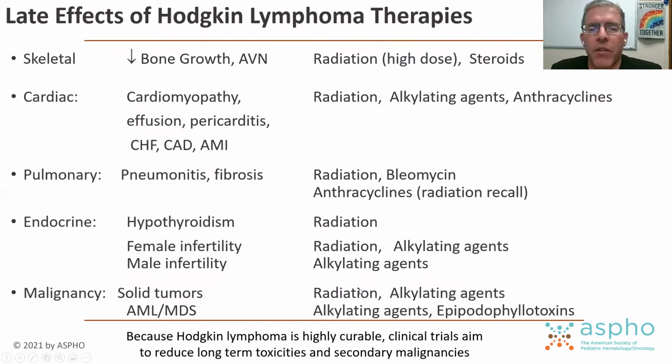In terms of late effects, this is just something to remember or study. It can have skeletal, cardiac, pulmonary, endocrine, or secondary malignancies. And as you can see, looking at the potential etiologies, radiation therapy is a culprit, as are the alkylating agents. And then in terms of secondary malignancies, radiation, the alkylators, and the epipodophyllotoxins.